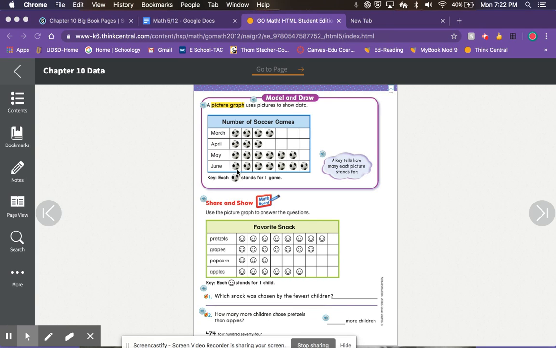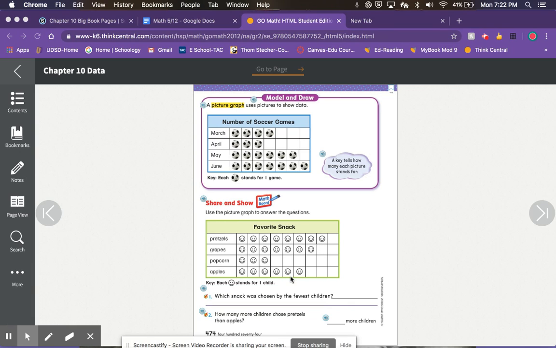They had a question for you down here. The questions are about the smiley faces. Which snack was chosen by the fewest children? Fewest means the lowest amount. How many more children chose pretzels than apples? Here's pretzels. Here's apples. You can see that it's more.